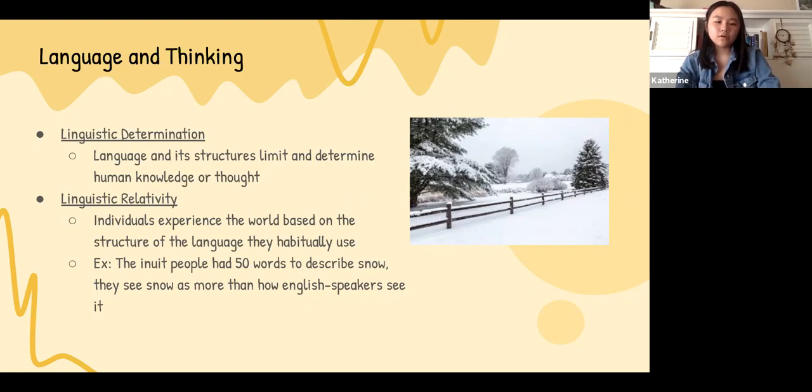And then we have linguistic relativity. Individuals experience the world based on the structures of the language they habitually use. For example, the Inuit people have about 50 words to describe snow. They see snow as more than how English speakers would see it. For us, we just have the word snow, but Inuit people have tons of different ways to describe snow because they are so exposed to snow. They use it in their everyday life. So they would have 50 different words to describe snow.